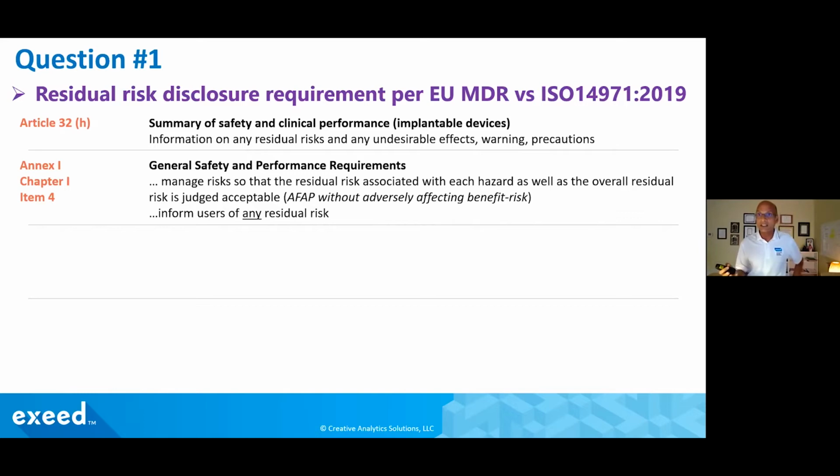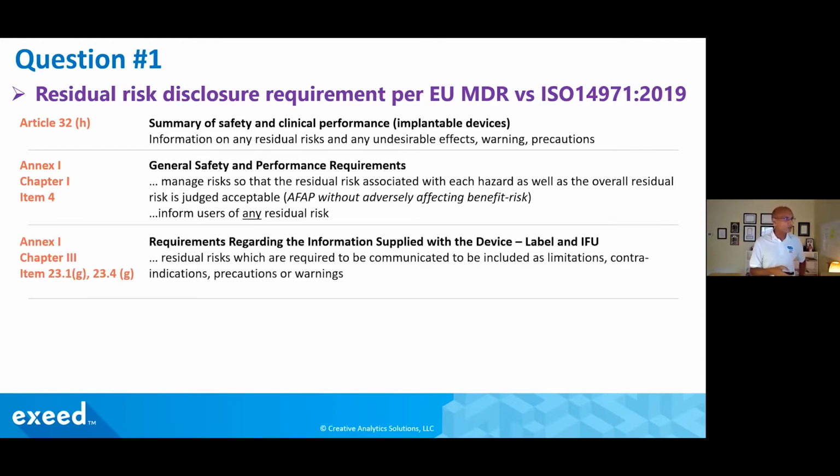These are the general safety requirements. Manage risks so that residual risk associated with each hazard as well as the overall residual risk is judged acceptable. And the content in parentheses is my emphasis. And they talk about as far as possible without adversely affecting benefit risk. So all residual risks and overall residual risk, and inform users of any residual risk. Again, I highlighted the word any. So they're not saying you choose.